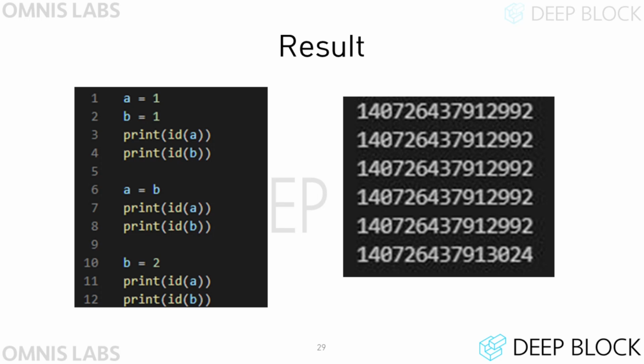First, variables a and b are assigned the value 1 of type int, which is an immutable data type. Therefore, both variables will have the same data address. However, if b is assigned 2 instead of 1, the two values are immutable but different, so they will have different data addresses.